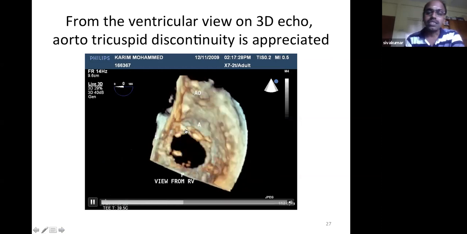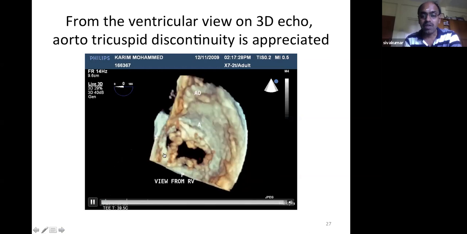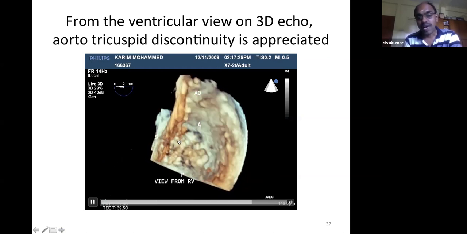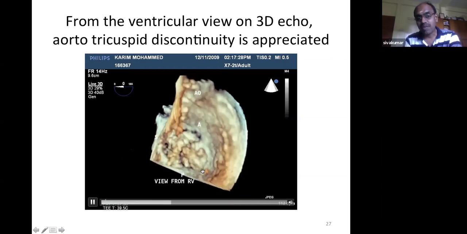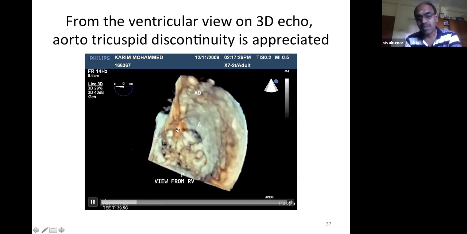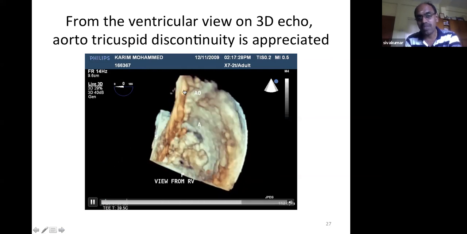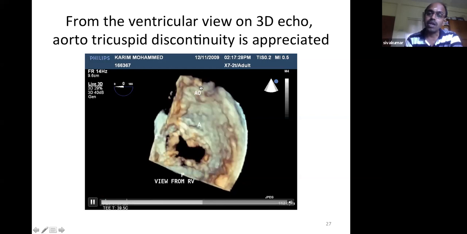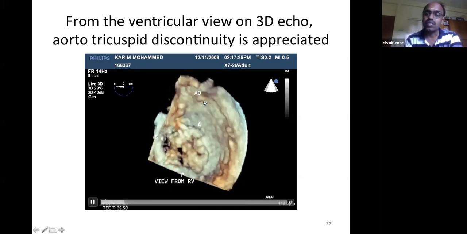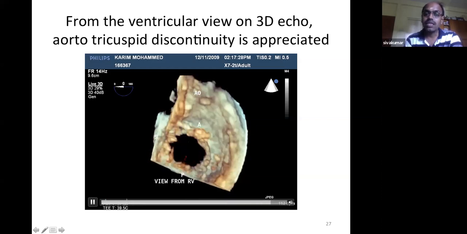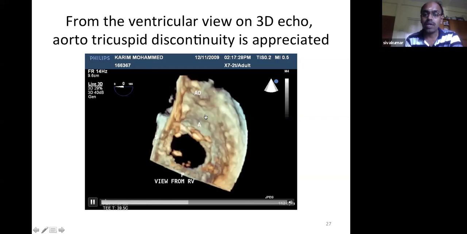This is seen best on a 3D view when we are seeing from the ventricular side. So this is the tricuspid valve, the septal tricuspid leaflet, the anterior tricuspid leaflet, the posterior tricuspid leaflet. The septal tricuspid leaflet will be completely tethered towards this interventricular septum. And this is the long subaortic conus from where the aorta is now given off. So this is the aorta that comes off from the right ventricle, with a long subaortic conus.